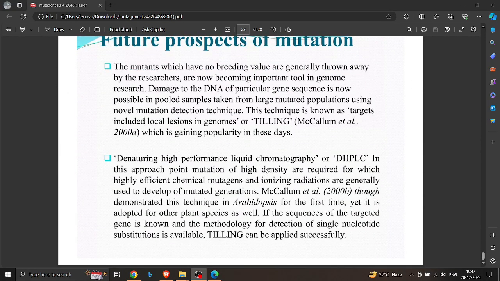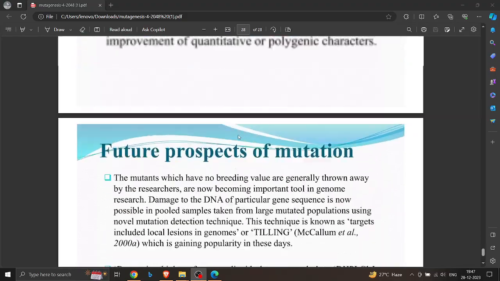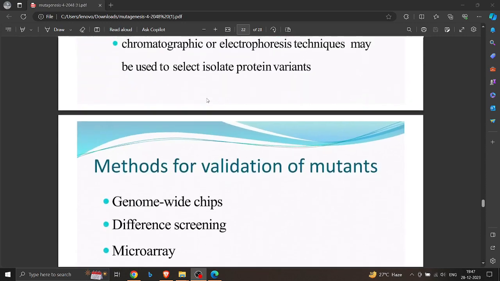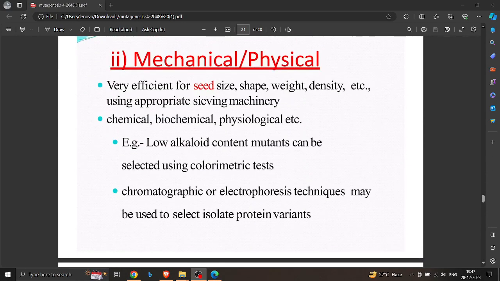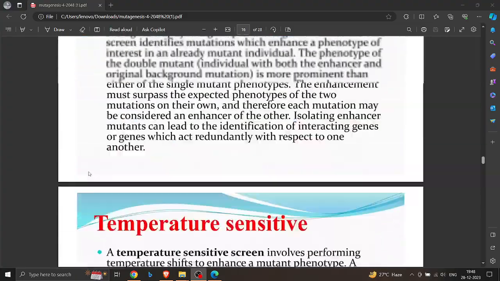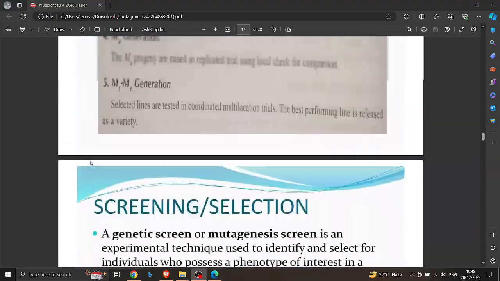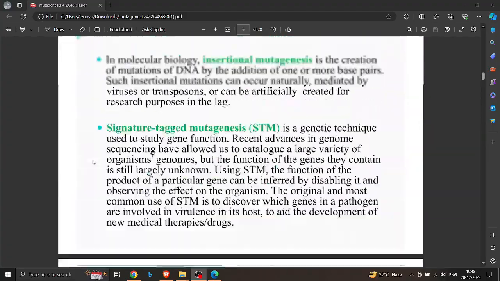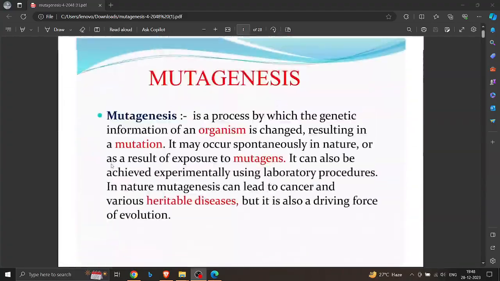So with this we finish the mutations. Hope everyone understood this. Mutations is a very vast topic, and I have given all the probable terms for all of you in this.